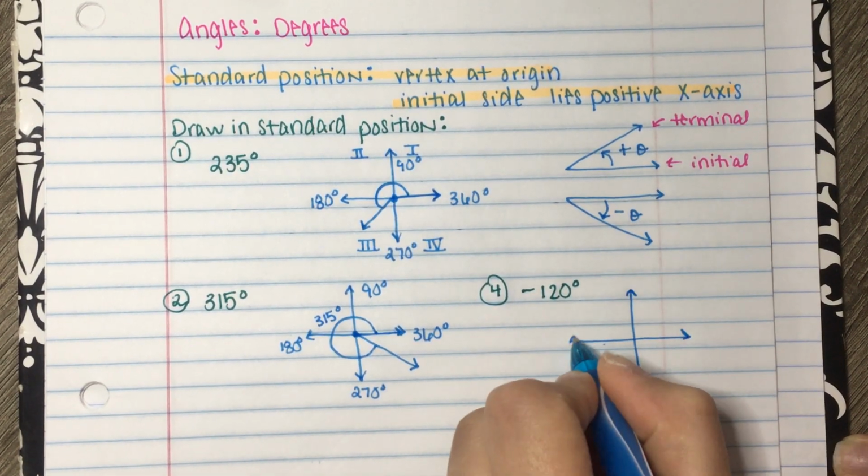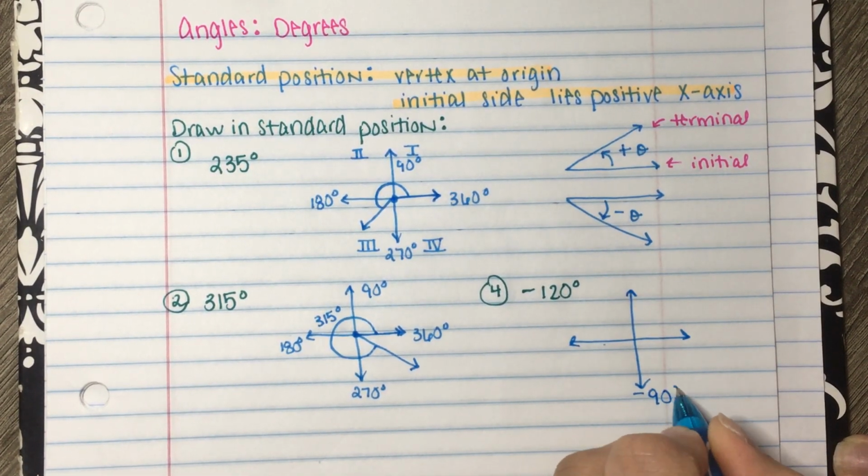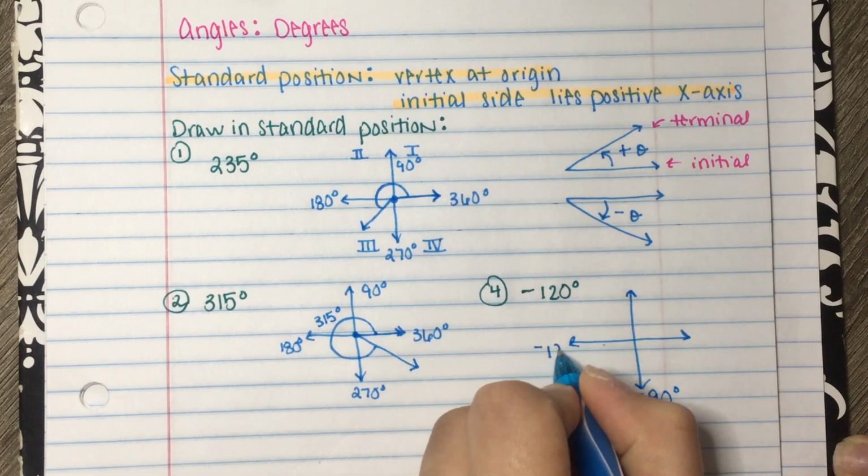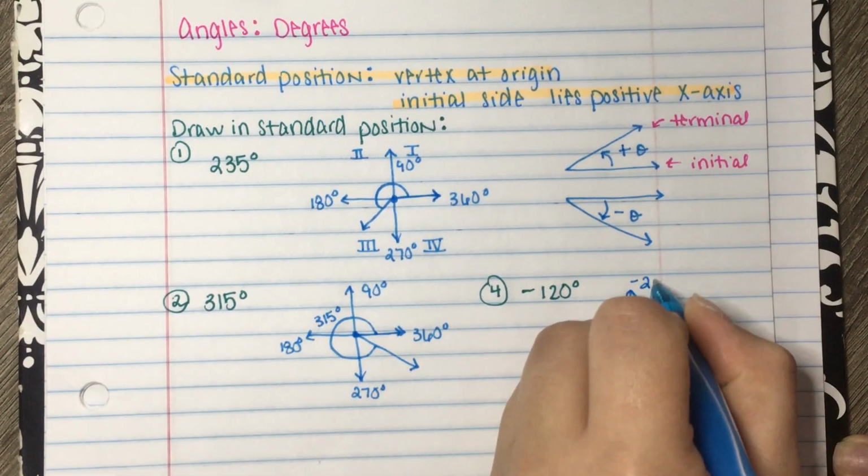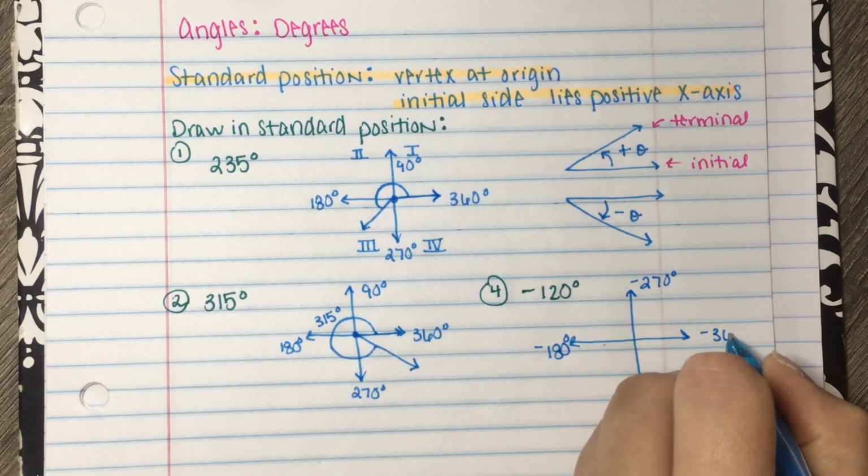And we're going to label first. This is now negative 90 degrees because we're opening up downwards. This is negative 180 degrees. This is negative 270 degrees. And this is negative 360 degrees.